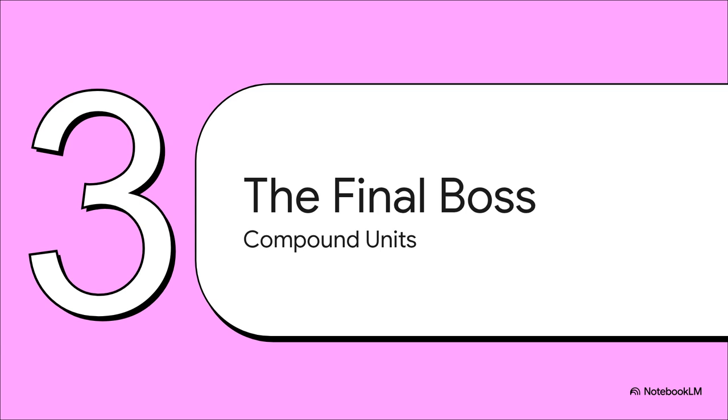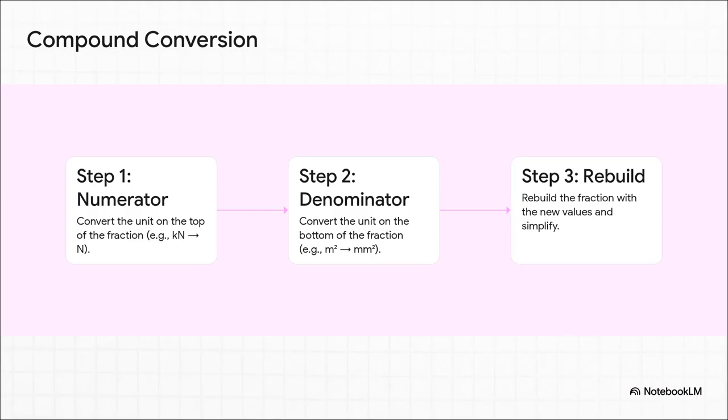Okay, you ready? Time to face the final boss. What happens when you've got to convert these compound units, things like pressure or density, where it's actually 2 different measurements mashed together? Let's take a look. The big secret here is don't panic. Don't try to solve the whole thing at once. You just break the problem apart. You treat it like 2 separate, smaller conversions that you already know exactly how to do.